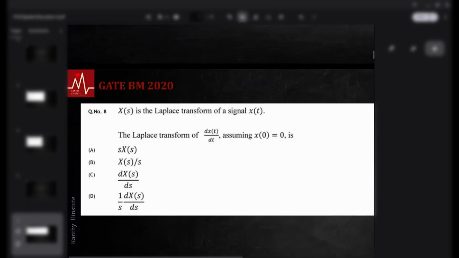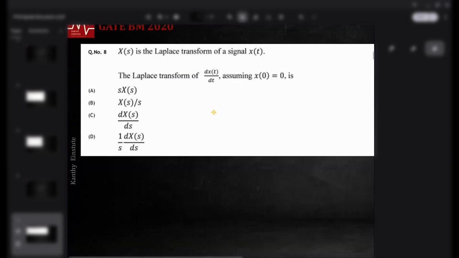Even function, I'll skip this for now, okay? Because we are focusing elsewhere. X of s is the Laplace transform of the signal. What is the Laplace transform of dx by dt, assuming x of 0 is zero? Option A. Shraddha, A.